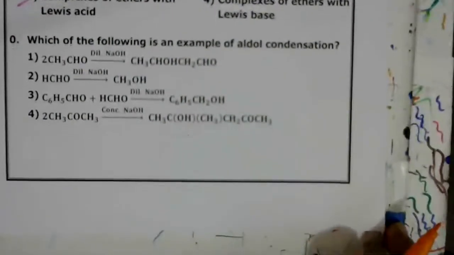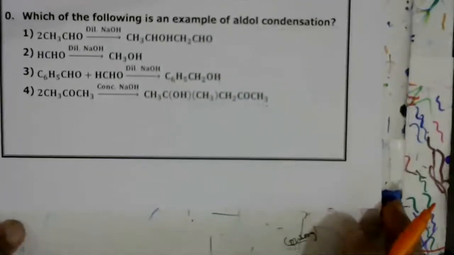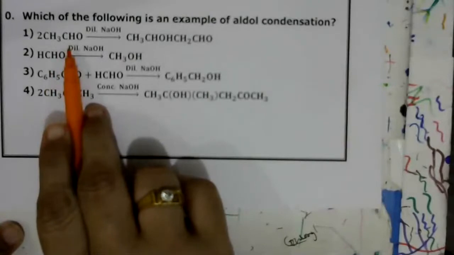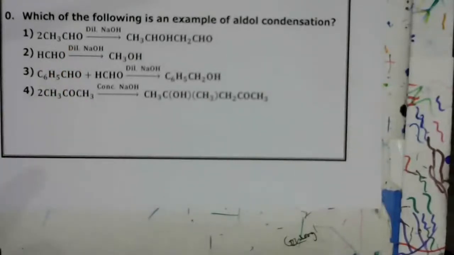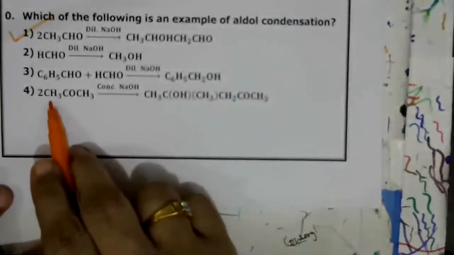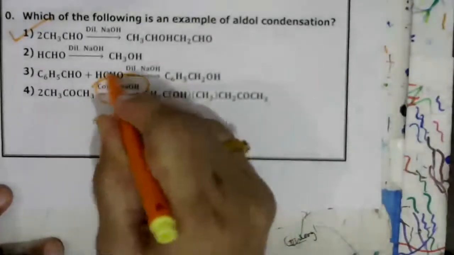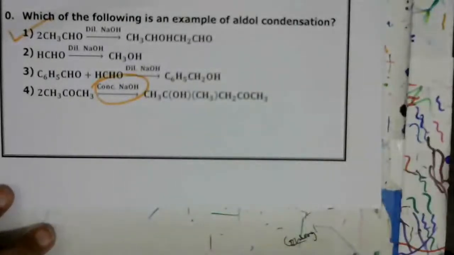Question number 50. Which of the following is an example of aldol condensation? Aldol condensation is possible in aldehydes and ketones containing alpha hydrogen atoms. Ketol is related to ketone, aldol is related to aldehyde. Therefore, the answer is what, children? We can write it as the first one. You may think, why not the fourth? Acetone also contains alpha hydrogen atoms, but with concentrated NaOH it is not possible. It should be dilute.